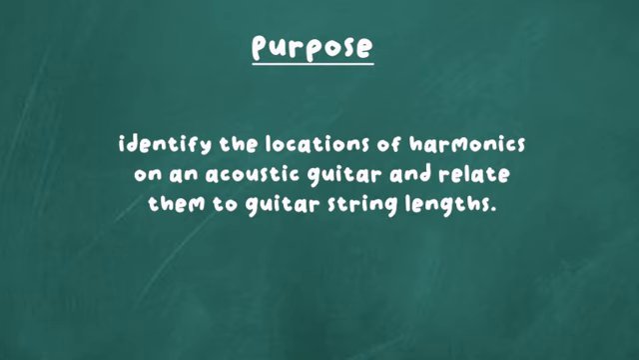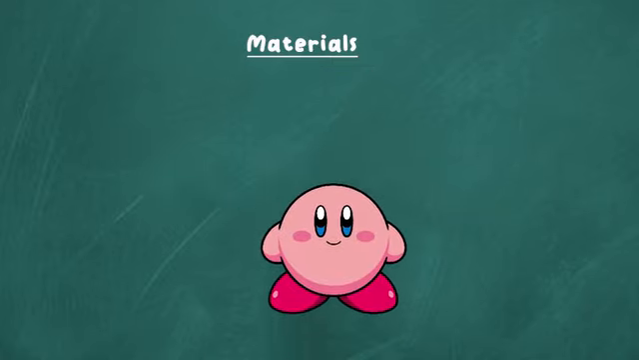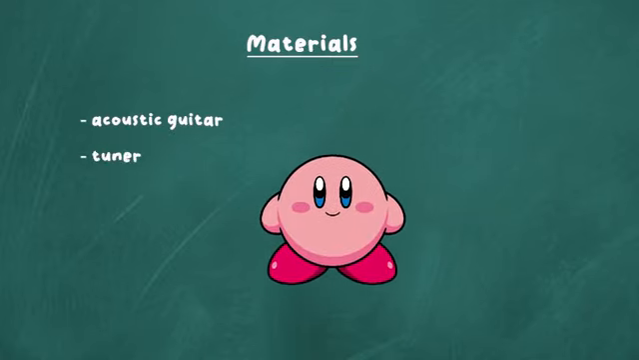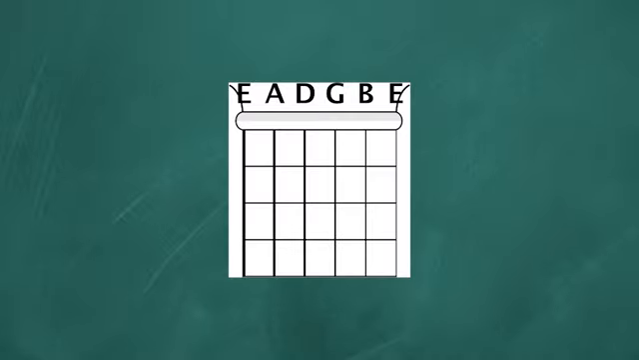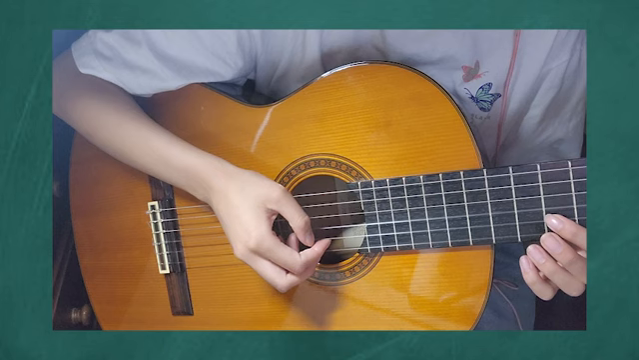So the purpose is to identify the locations of harmonics on an acoustic guitar and relate them to guitar string lengths. For materials, we need an acoustic guitar, a tuner or tuning app, a ruler or measuring tape, some paper, and a pen or pencil. So when finding harmonics on an acoustic guitar, we would first have to select a string out of the 6 strings on a guitar, starting at the 12th fret.